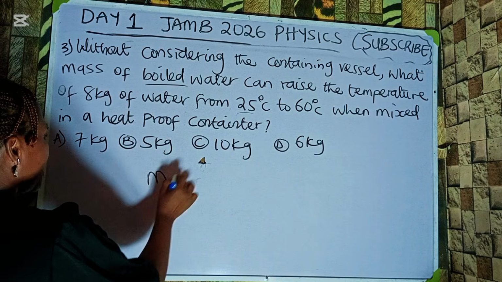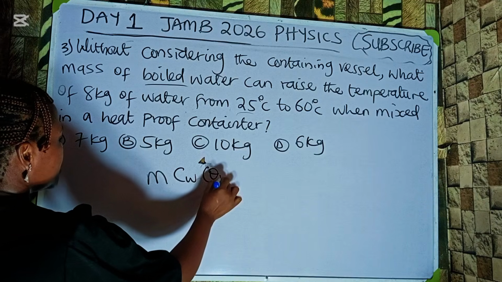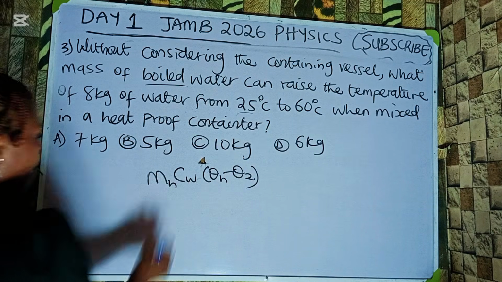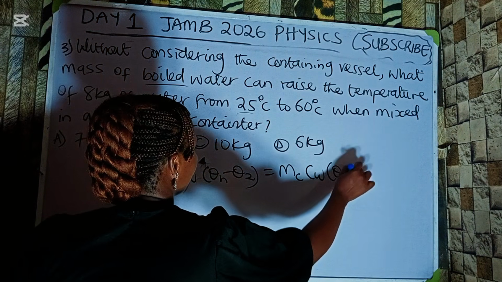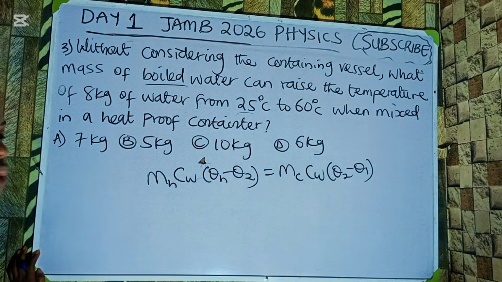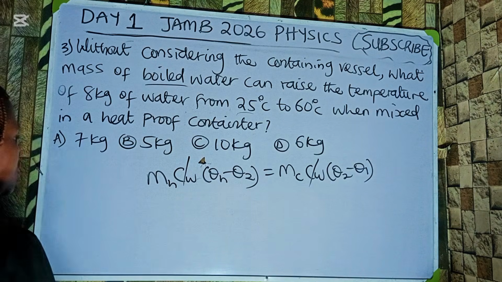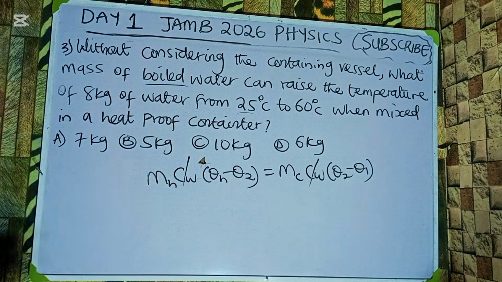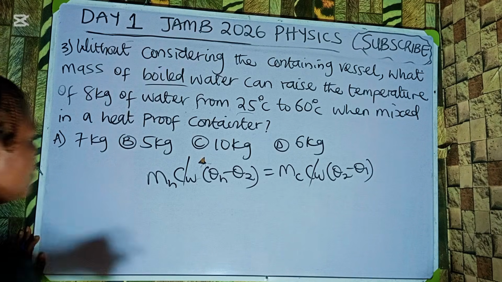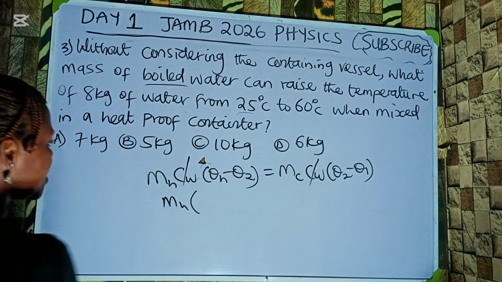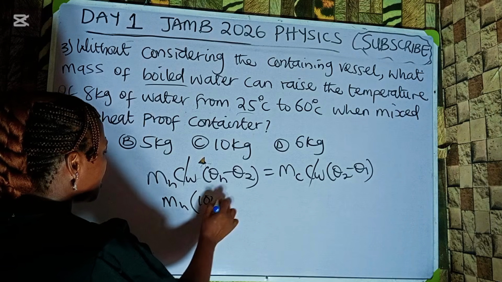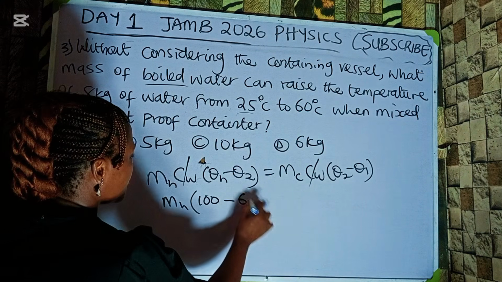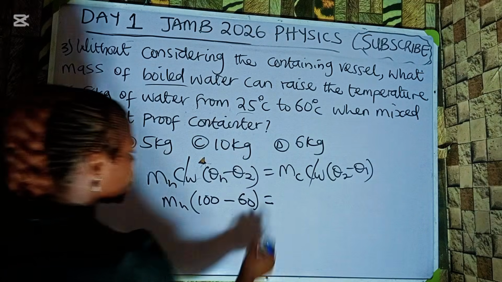So this is going to be MC theta, of the hot, minus theta 2, equals MC theta, theta 2 minus theta 1. Now looking at what we have, the specific heat capacity is the same because we are dealing with water, so we cancel this. What's the mass of the hot water? That is what I am looking for. So I'll say mass of hot, bracket, temperature of the hot water. Because it is boiled, it's the temperature of steam, so that is 100 degrees Celsius minus the final temperature here, which is 60. Then it equals the mass of the cold water.